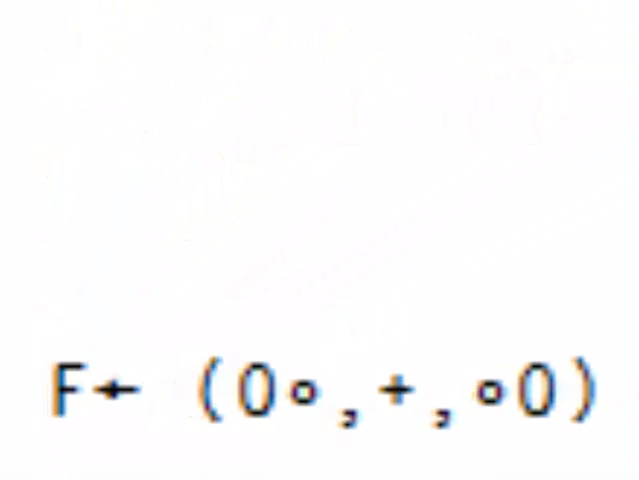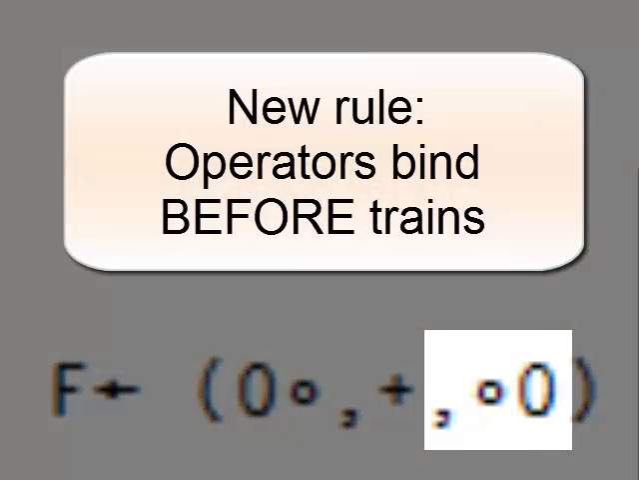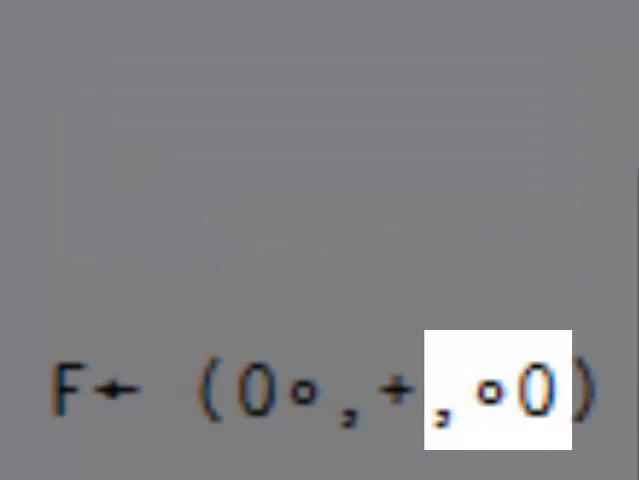It's a fork, a train of three functions. This is the first function. It is comma, or catenate, bound to 0 via the compose operator. It is a function that concatenates 0 after its argument. Operators bind their arguments before the functions can make up trains. This is a rule which did not exist before because trains of functions did not exist then.